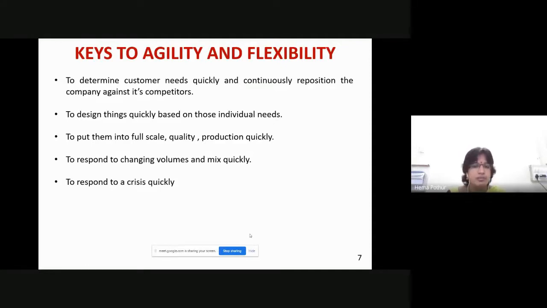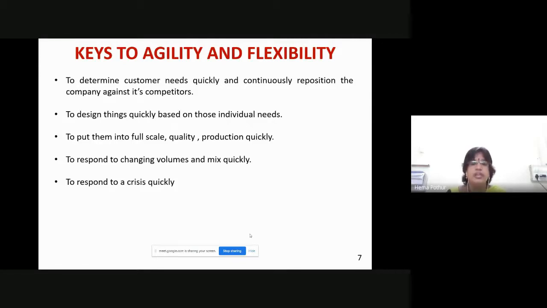While we are mixing the volumes, we need to identify whether any bottlenecks exist in the industry, and those bottlenecks have to be addressed properly so that the mixing will be as quick as possible. There won't be any time lag in that area to respond to the crisis quickly.